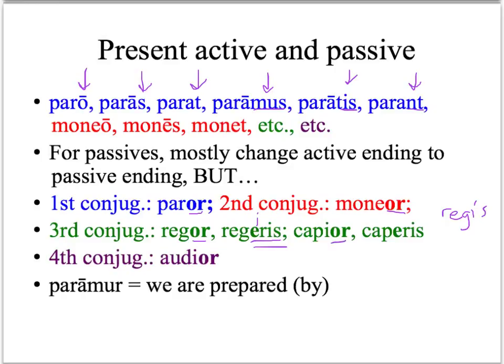Third IO, again, hang on to the O, and again, the second person singular is eris, even though the second person singular active form was capis. So you're going to change that I to an E in the passive. Fourth conjugation, the only difference is that you're going to hang on to that O one more time for first person singular. Example verb audior, I am heard, and hang on to that English word by because that will help you identify the agent or the ablative of means in the sentence.